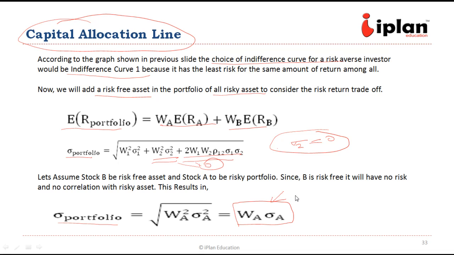So if the weight in the first risky asset is 100%, then the standard deviation of the portfolio will be the standard deviation of the asset. If it is just 50%, then the standard deviation of the portfolio will be half of the standard deviation of the first asset, since the rest of it is the risk-free asset.